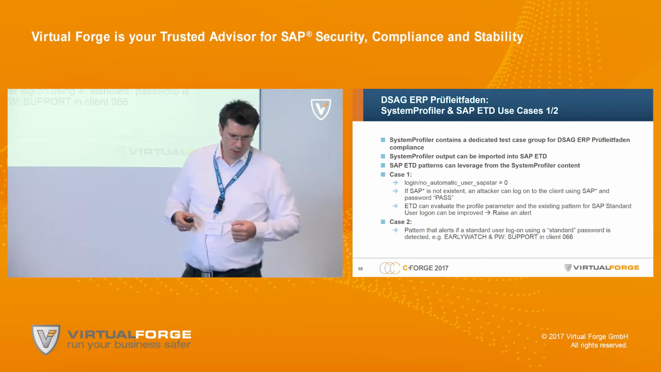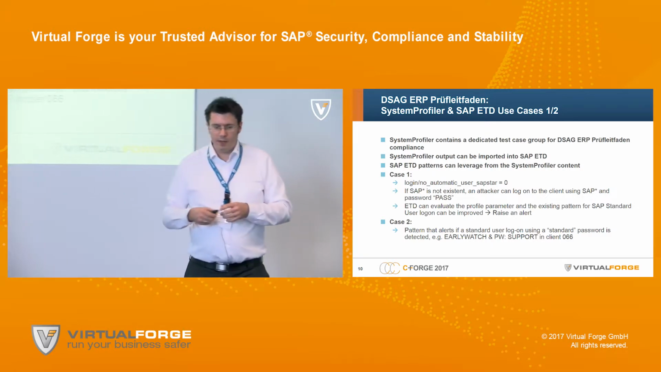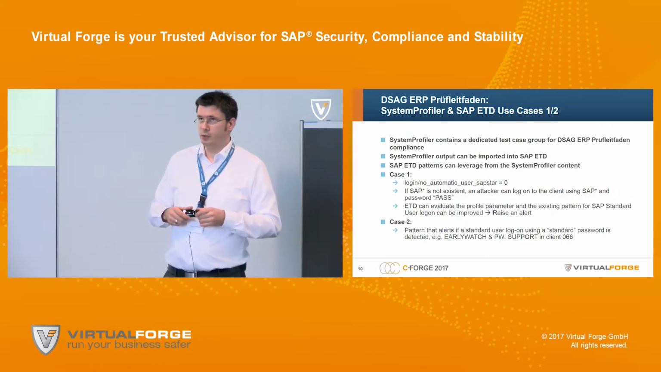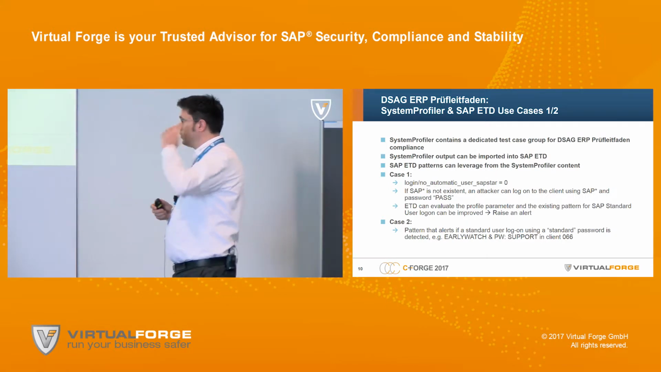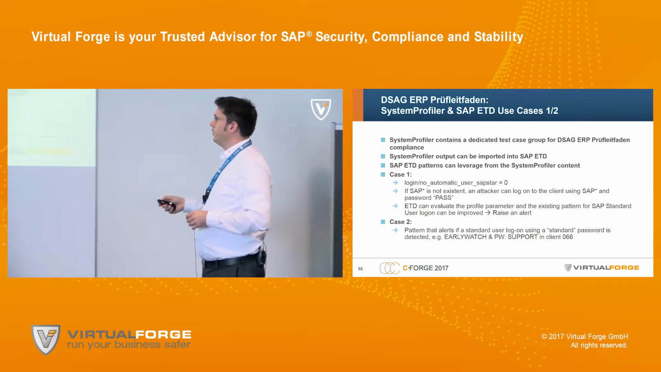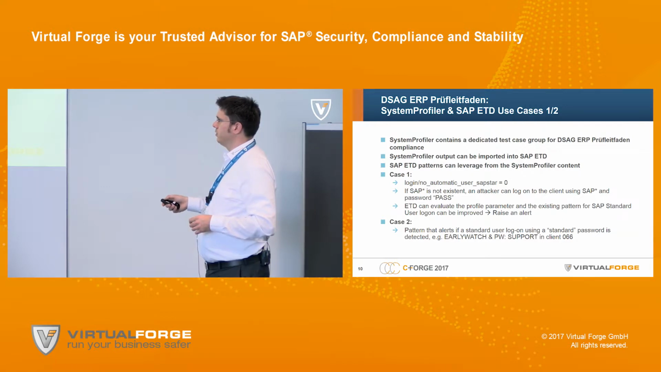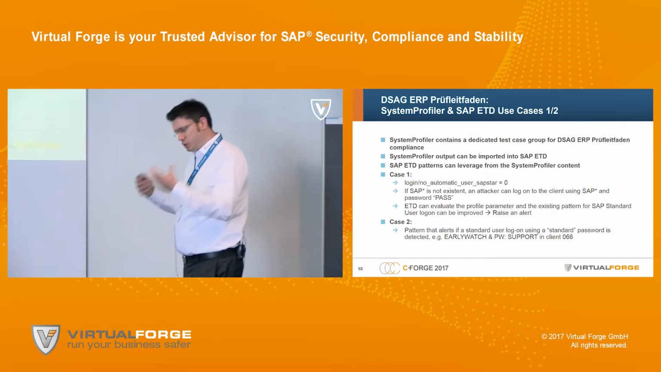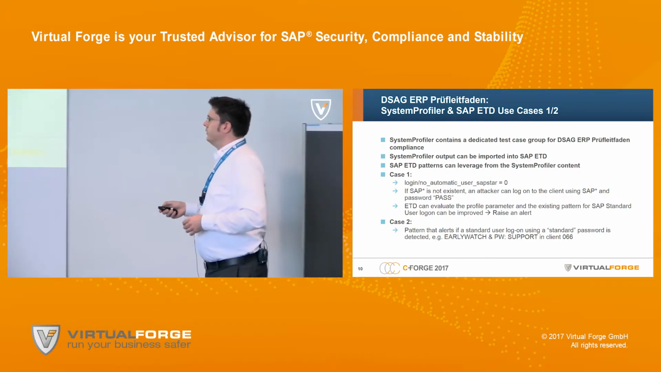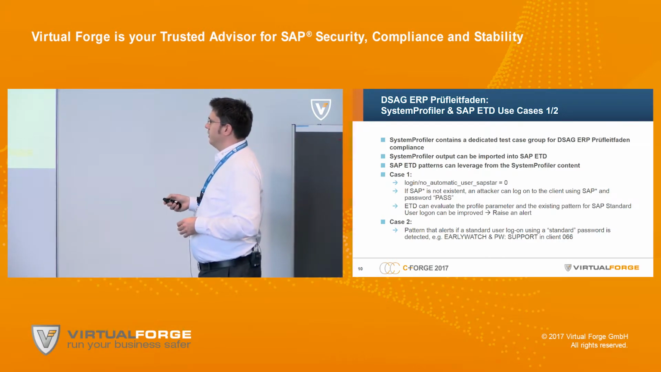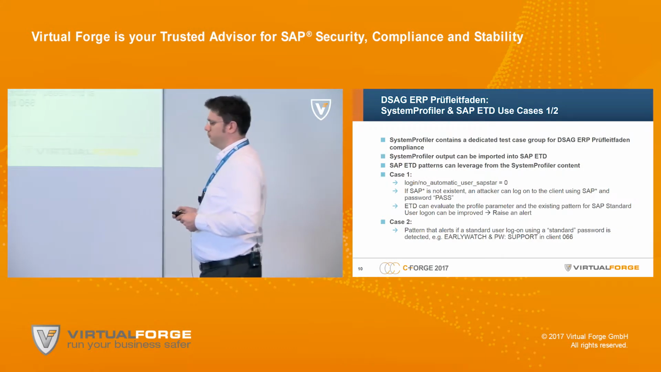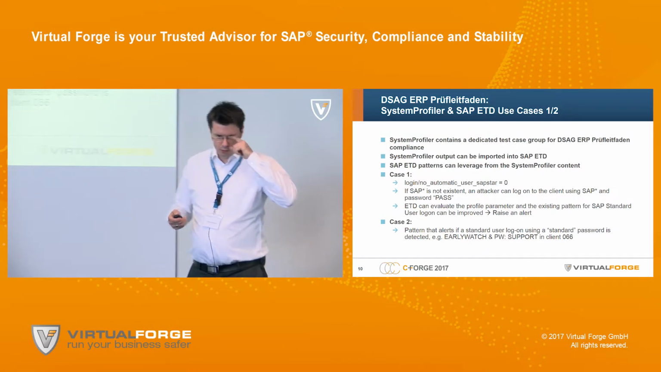So let's go into the technical part. Think about you make a client copy in your system, and you do it the way SAP describes it. Then you have a profile parameter that you have to set, so that's login automatic user substar. Everyone who is checking regularly for security knows that. This is an old one. So if the user substar is not existent, an attacker can log onto the client using substar and the password pass. So what can ETD now do?